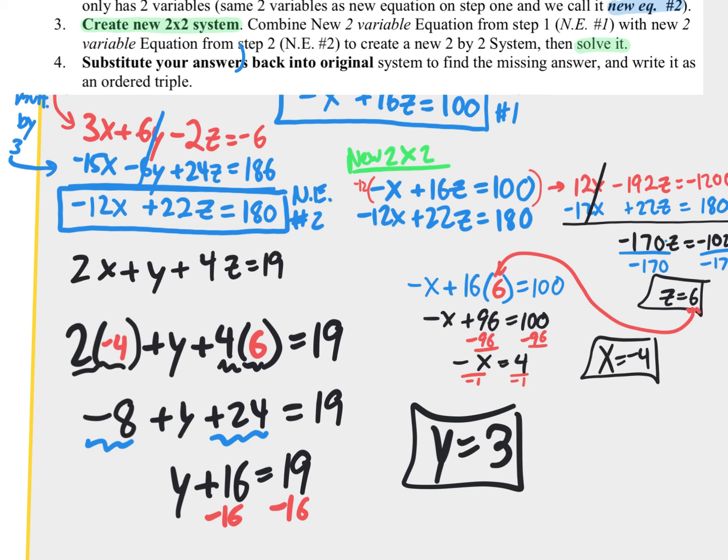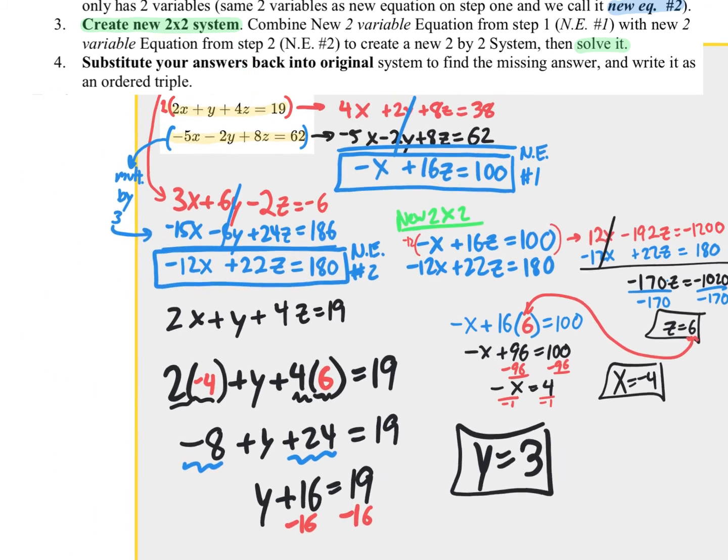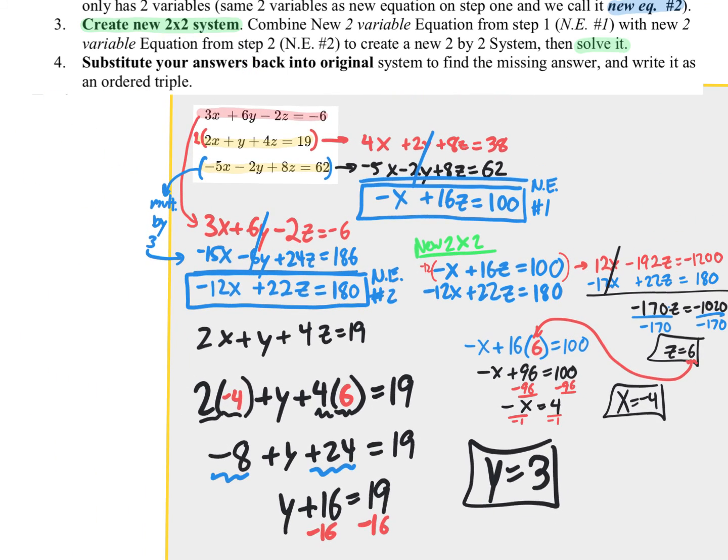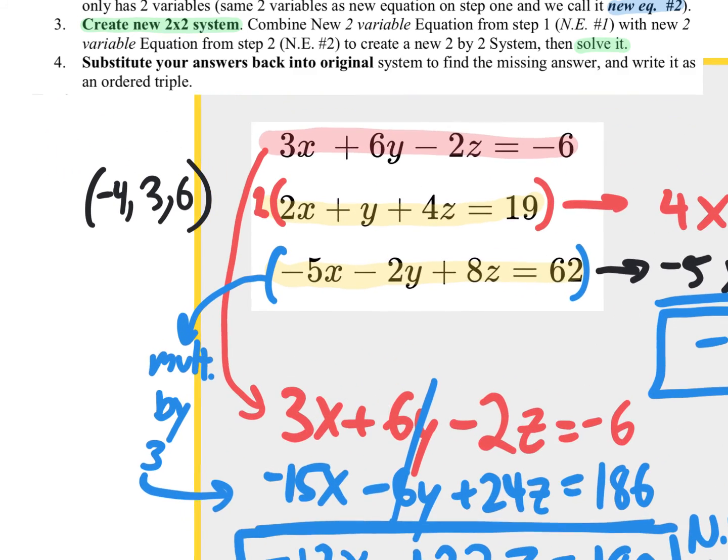Ladies and gentlemen, how are we going to write our answer? As an ordered triple. Parenthesis, -4, comma, 3, comma, 6. Has to be in order. Ordered triple, X, Y, Z. If you have A's, B's, and C's, it has to be in order, A, B, and C. Okay? One other thing you should do is to double check your answer.